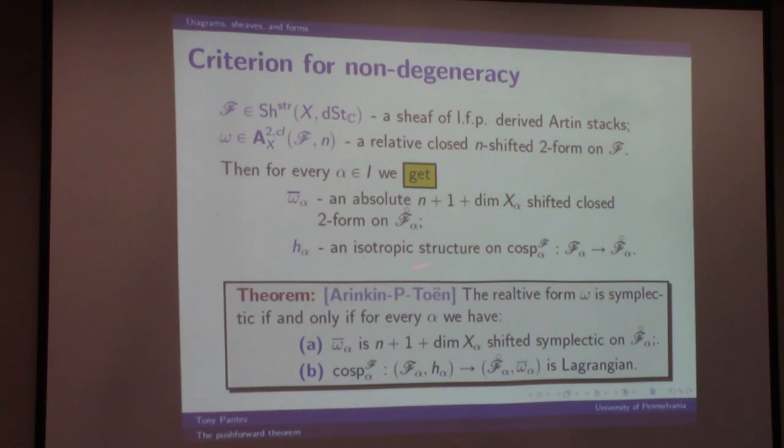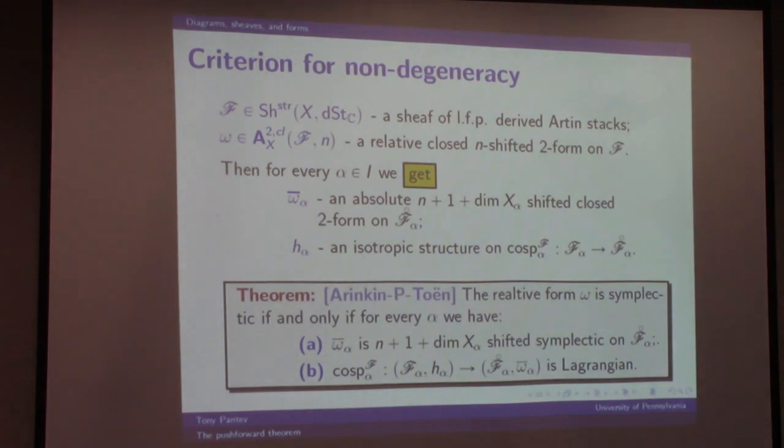And the first theorem is that the relative two form on the constructible sheaf of stacks is symplectic if and only if for every stratum this absolute two form on the nearby cycles is symplectic and the cospecialization map is Lagrangian. So it's a thing that you need to check once for each stratum for the combinatorial data that describes your sheaf. Right? The combinatorial data that describes your sheaf consists of all the values of the sheaves on all the strata, all the nearby cycle values on all the strata, and all cospecialization maps.